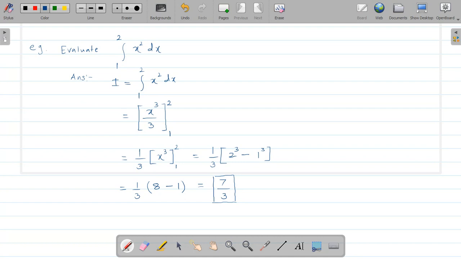So all the rules of the integrations are the same, just you have to do the procedure by taking the upper limit and lower limit in that after getting that integration. Okay, and then that's why you will get the definite answer here. Okay, so this is the detailed procedure to get the definite answer.